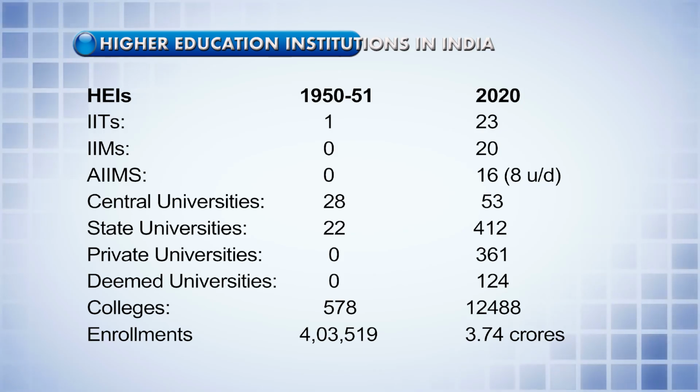There was not a single private university in 1950. Now we have 361, if I recall correctly. The first private university was established in 1995 only. There was not a single deemed university, and now we have 124. Instead of 578 colleges, we have 12,488 colleges, and the enrollment of students has also increased drastically, as you can see in the table. So this goes on to show that the higher education system in India has expanded greatly over a period of time.